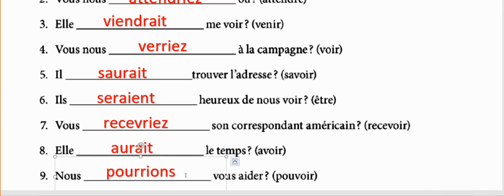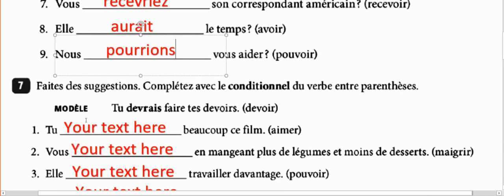So some of them are irregular stems, and other ones are regular stems. Okay. I hope you are understanding the difference between regular stem and irregular stem. Okay, let's go for the next activity right here.